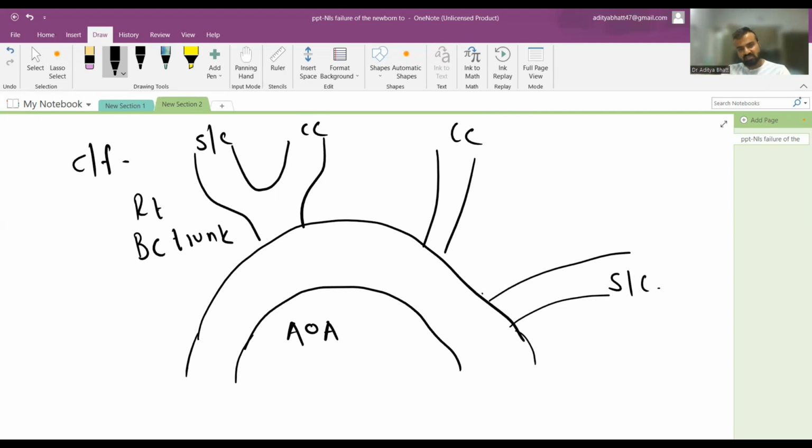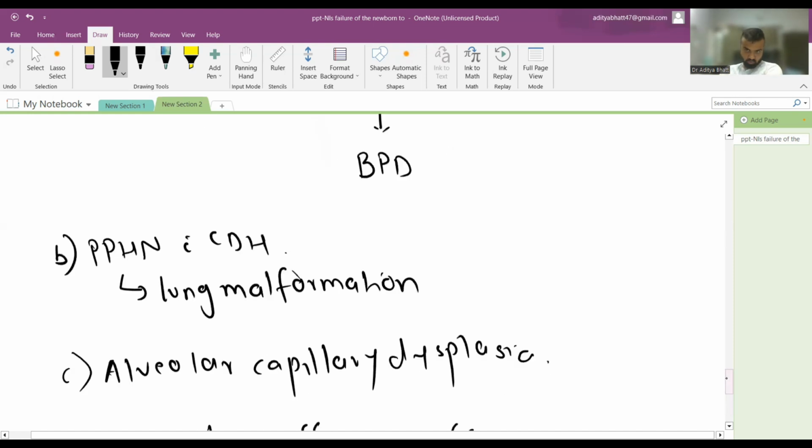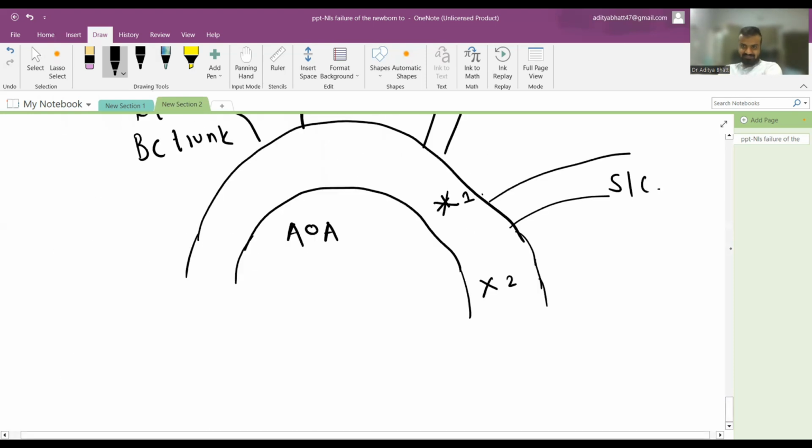Now the most common site of ductus is over here. Okay, the most common site of ductus is where I have shown you. The second most common is over here. Okay, so first most common site is where I have written 1, and second most common site is where I have written 2. Now, why is this important is that when you have PPHN, the lung pressures are suprasystemic.